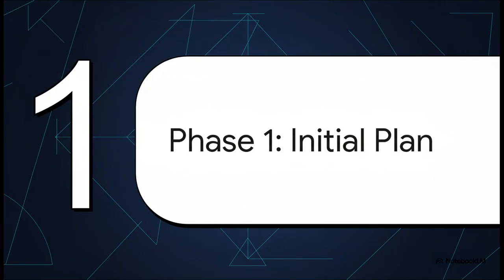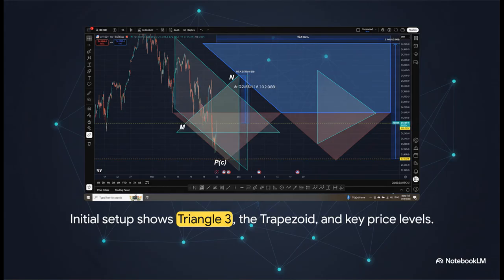We're kicking things off with Phase 1, the initial plan. This whole cycle is focused on the NASDAQ 100 index. And the plan was originally documented way back on November 21st, 2025. Okay, so here's our starting point. This is the NASDAQ 100 chart right at the very beginning of the documented cycle.